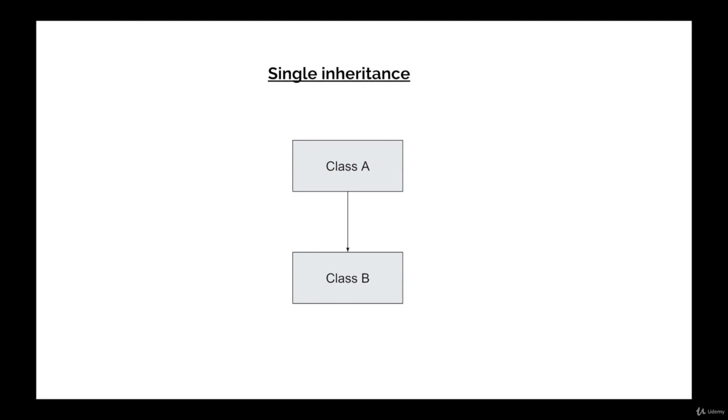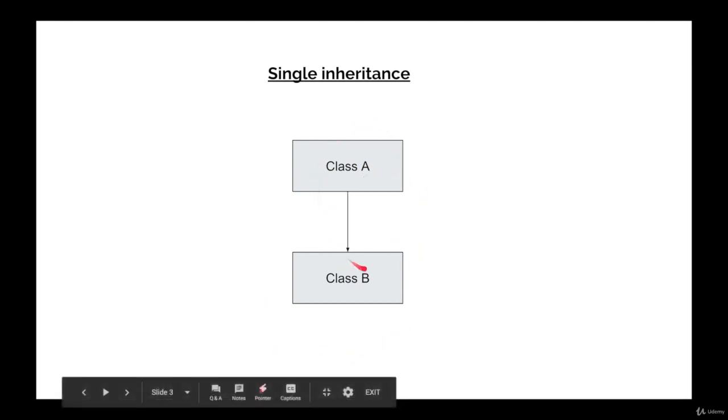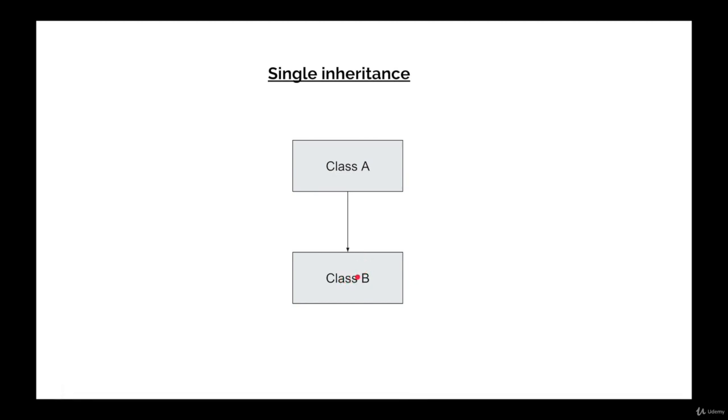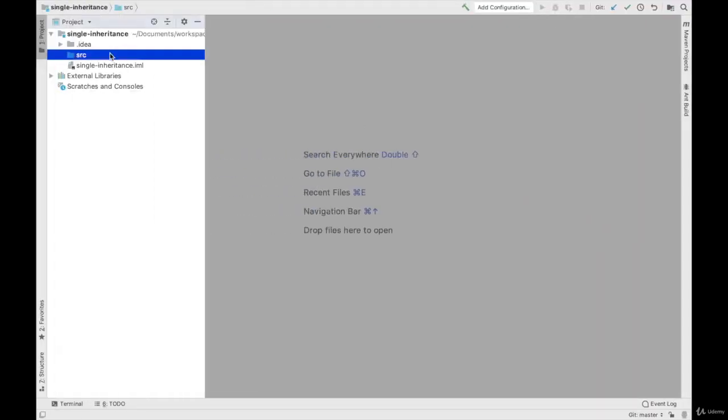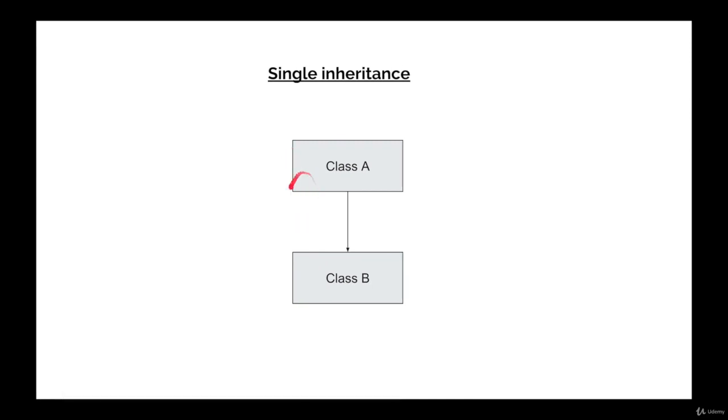Hello guys, welcome back. In this lecture, we are going to understand and implement an example of single inheritance in Java. So let's get started. We already know that single inheritance is the type of relationship wherein one class extends another class. Here class B extends class A. We are going to hop on to our IDE, and we need two classes to implement single inheritance.